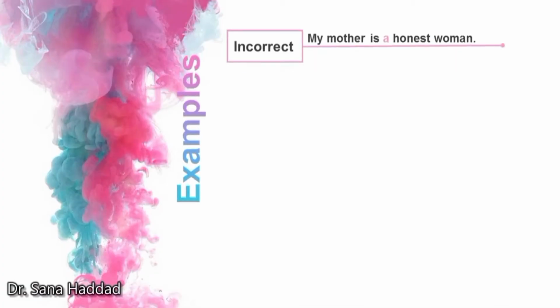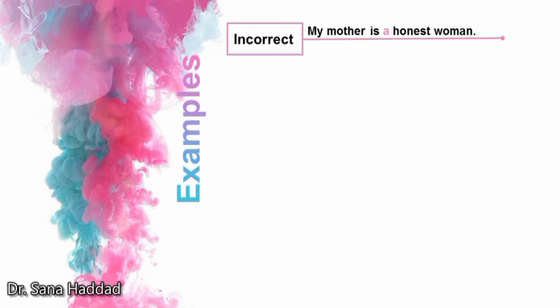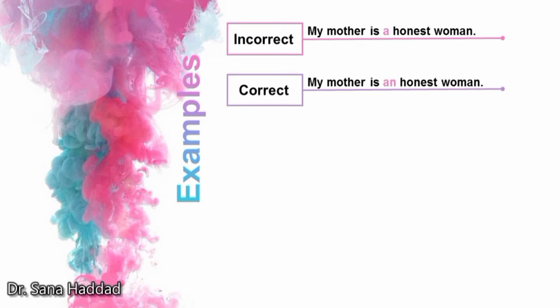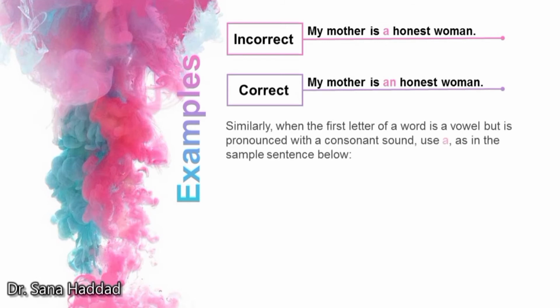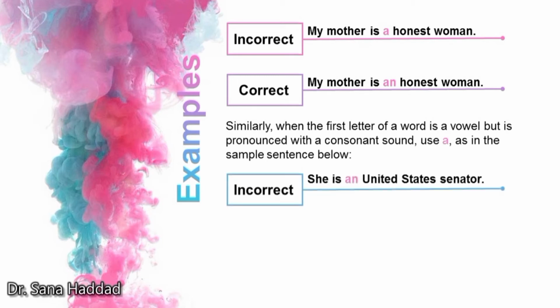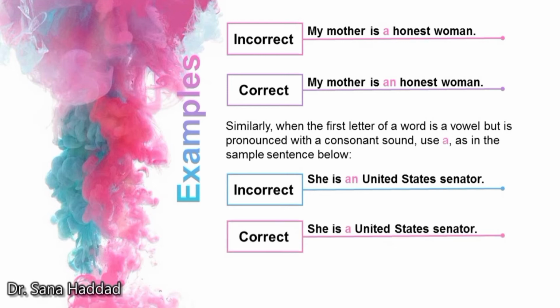Look at the following examples. It's incorrect to say, "My mother is a honest woman." Instead, we say, "My mother is an honest woman." Similarly, when the first letter of a word is a vowel but is pronounced with a consonant sound, we use a, as in the sample sentence below. It's incorrect to say, "She is an United States Senator." Instead, we say, "She is a United States Senator."